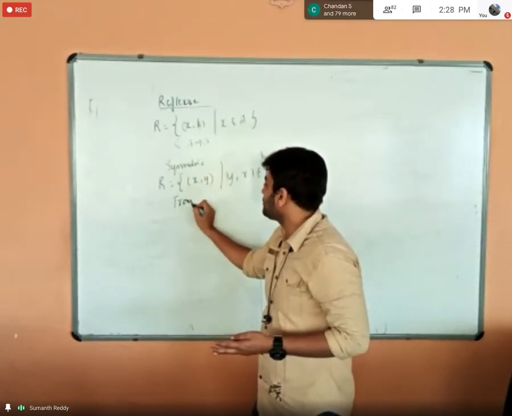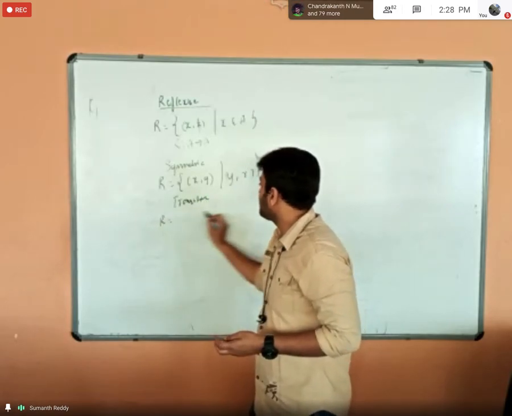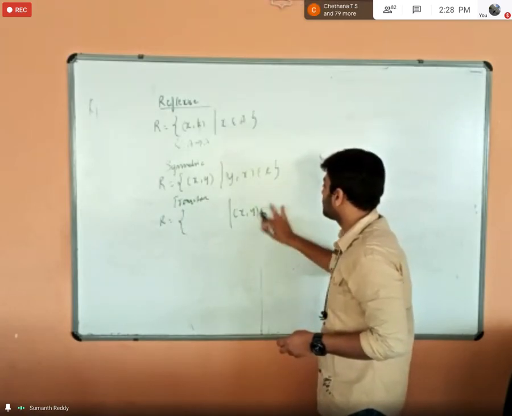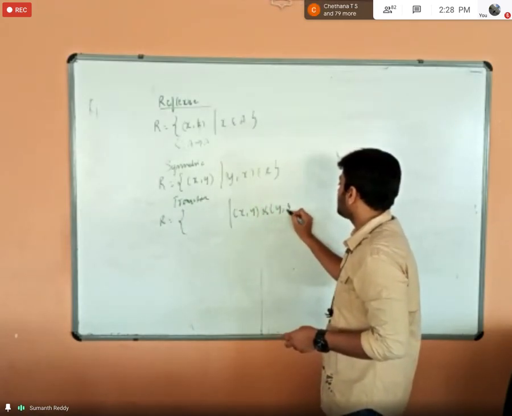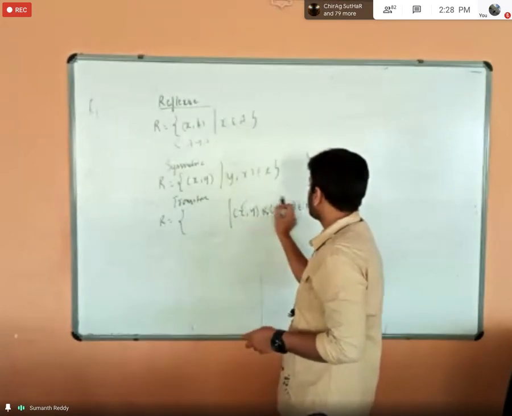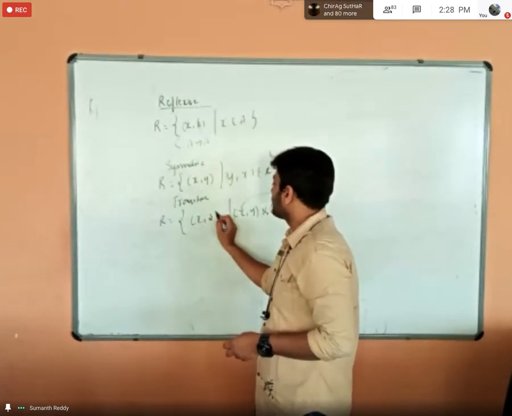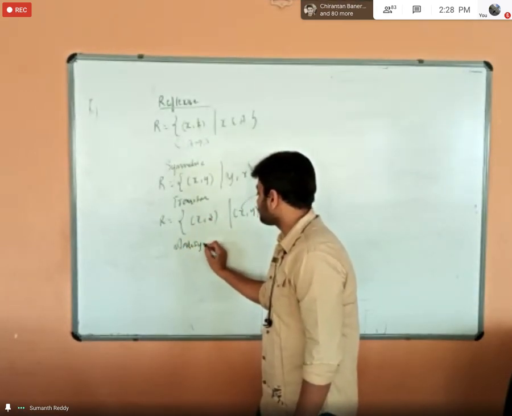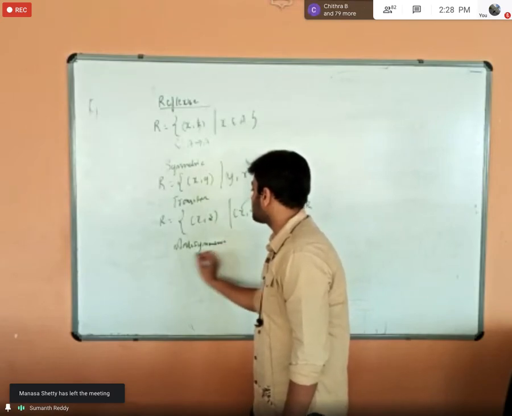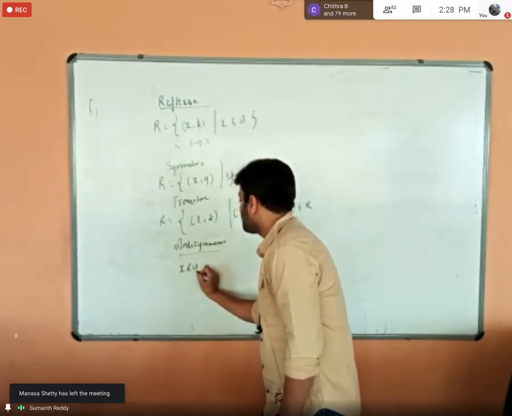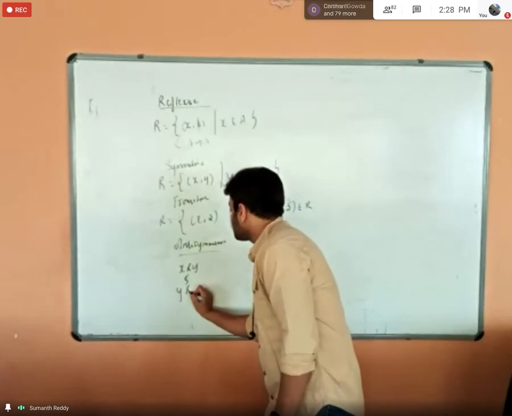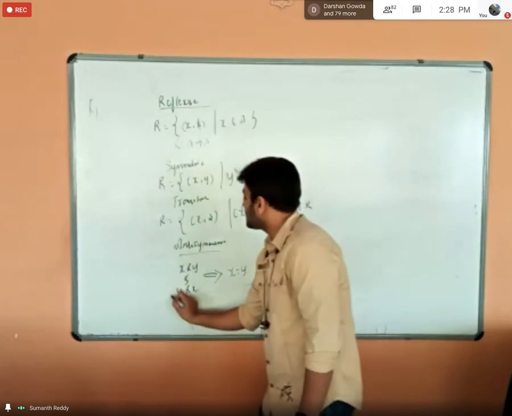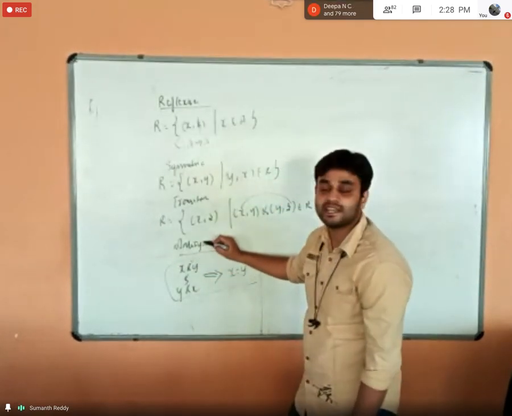Next, transitive relation. A transitive relation tells that if I have x comma y and y comma z that belong to the relation R, then I should also have x comma z. So that is about the transitive. And the antisymmetric property tells that if some relation exists between x y and y x, and it is necessary for me to conclude that x is equal to y, then such a relation R is said to satisfy the antisymmetric property.